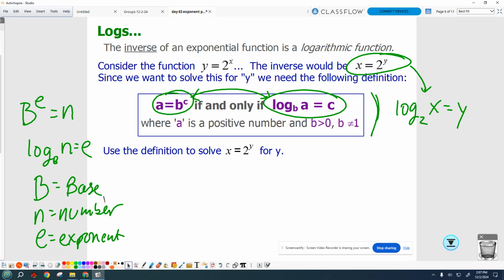So, Gray did just do this. He said log base 2 of the number equals the exponent.